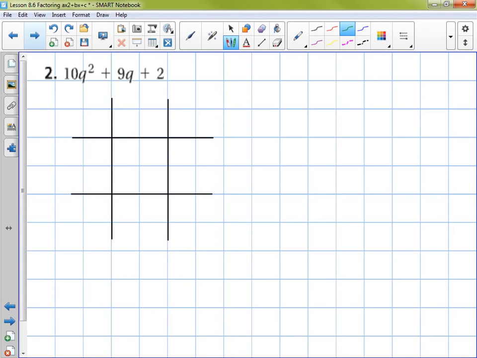Okay, next example, 10q squared plus 9q plus 2. So preload the last column. You're going to write 10q squared for the first one, 2 for the second one, and 9q for the bottom one. Now the easiest number up here between 10, 2, and 9 is 2. So I'm just going to write in 1 and 2, because the only way to get 2 is to multiply 1 times 2.